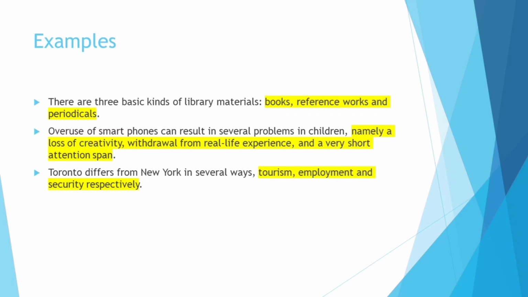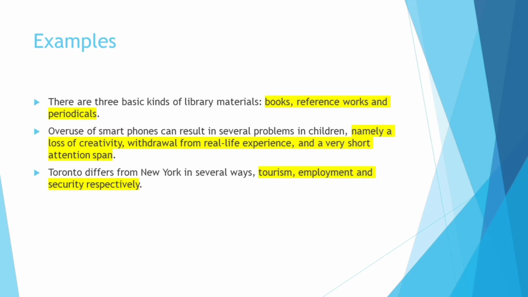In the second one, you introduce the predictor using the word namely. This shows that you want to make a list. All right, this is a signal to your readers that, guys, I'm going to make a list. And then the items that you have are a loss of creativity, withdrawal from real life experience, a very short attention span. These are the effects.